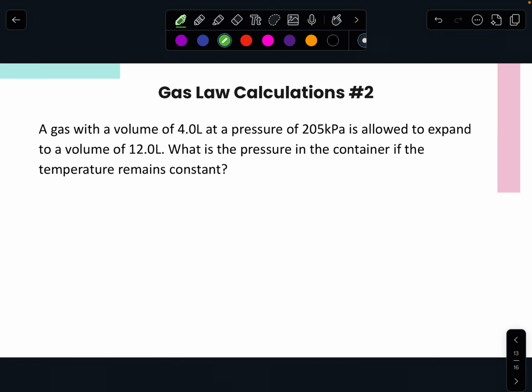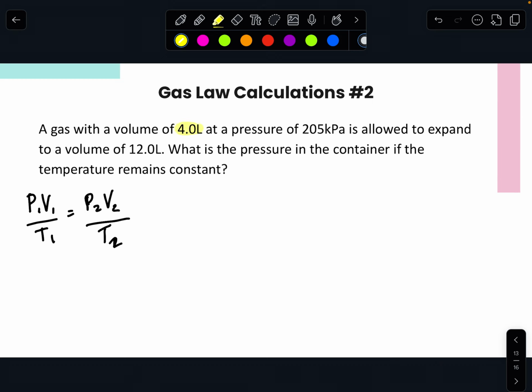Let's look at number 2. The first thing I'm going to do is write down my formula. So again, I'm always starting with the combined gas law. That's a 2. And then I'm just going to go through and look and see what are all of my numbers.